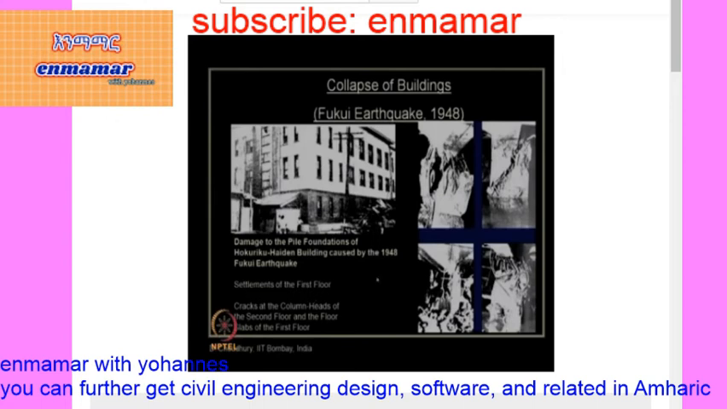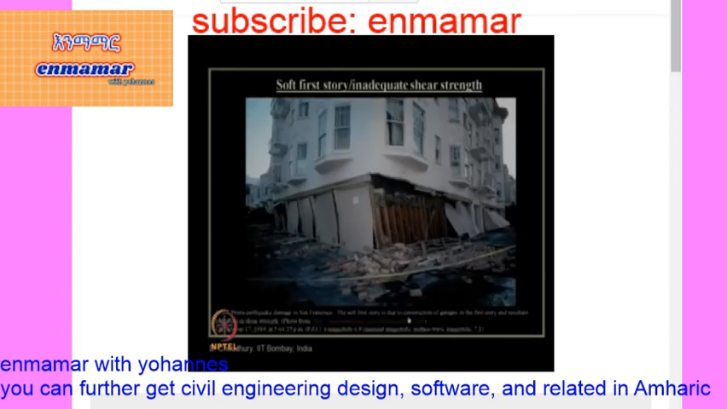So settlement of the first floor occurs. The entire first floor settled and became a ground floor. There are cracks at the column heads. You can see the cracks at the column heads, at the heads of the second floor and the floor slabs of the first floor. So that's the huge damage that occurred during this Fukui earthquake.